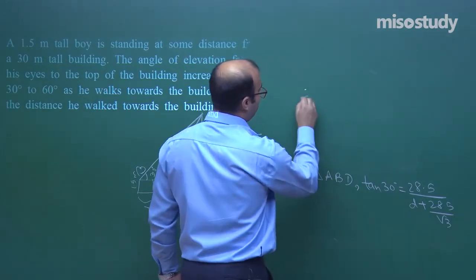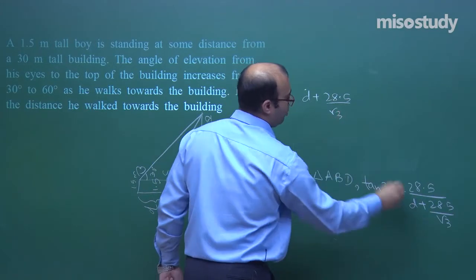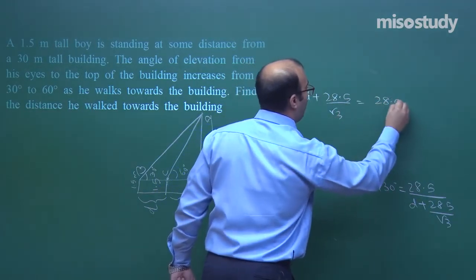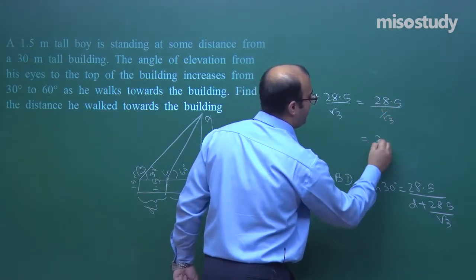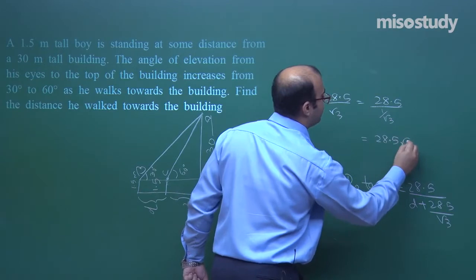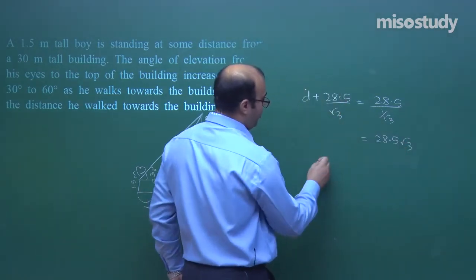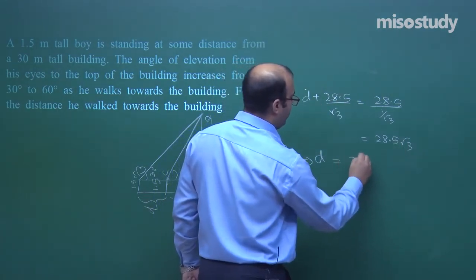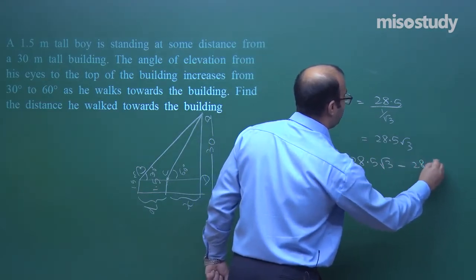Let us multiply here. So, d plus 28.5 by root 3 on the left hand side, tan 30 we will divide to 28.5. So, tan 30 is 1 by root 3. So, this will become 1 by root 3, which will become 28.5 root 3. So, we can find d here. So, therefore, d is equal to, this is on the right hand side, 28.5 root 3 minus 28.5 by root 3.